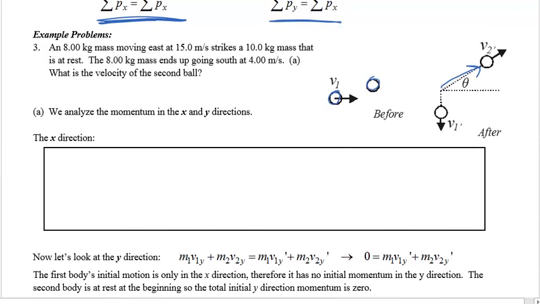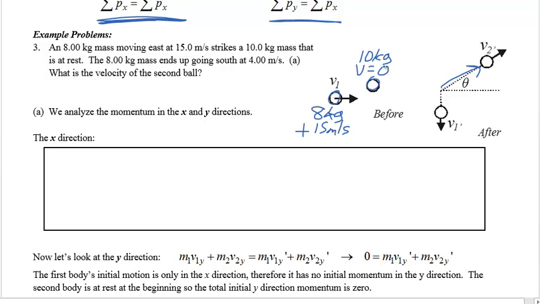So let's see here. We got an 8 kilogram mass moving east at 15 meters per second. So we know this is 8 kilograms, right? And it is moving to the east, which is a positive value of 15 meters per second. It strikes a 10 kilogram mass, so that is this one, right? 10 kilogram mass that is at rest, so its initial velocity is 0.